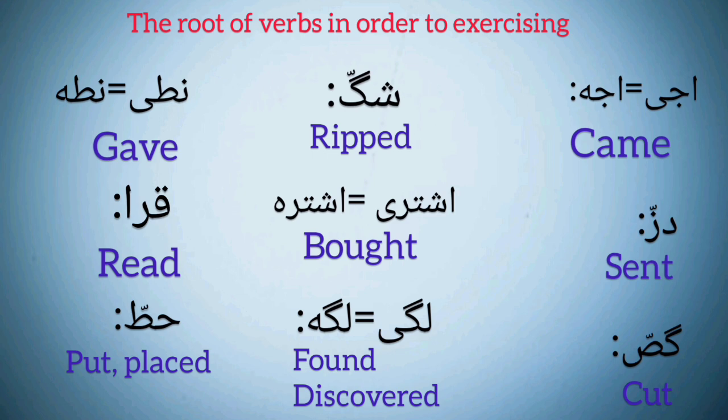Okay, لقى. Then نطى. As you see, the last letter of نطى is alif. It basically means gave. He gave. Then قرى, which means read, and it's a past tense root. And حط. حط means put or placed. Put in or placed. And this one is a root where the last two letters are the same. They have a tashdid.